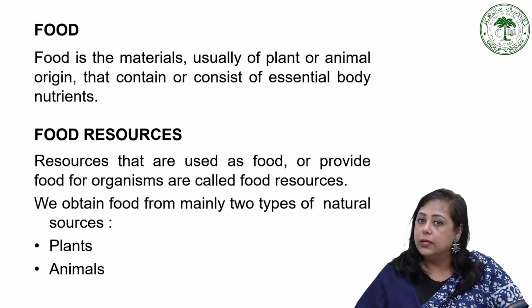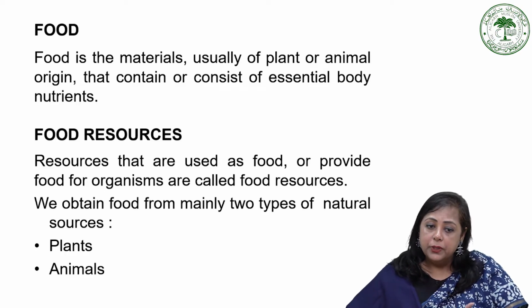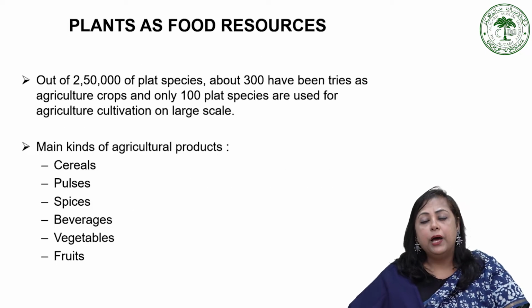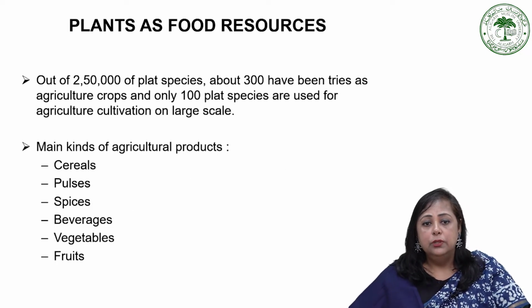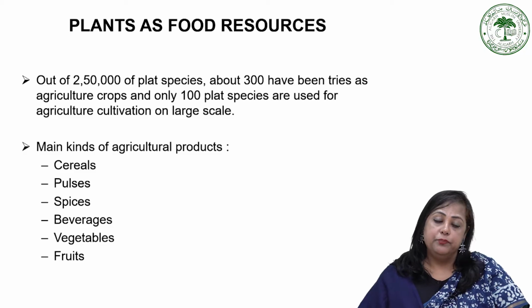And from animals we get eggs, milk, meat. So all these come from the animals. So we have two major kinds of food resources. One is the plant and the other is the animal. Plants as food resources. Out of 250,000 plant species, about 300 have been tried as agriculture crops and only 100 plant species are used for agriculture cultivation on a large scale.